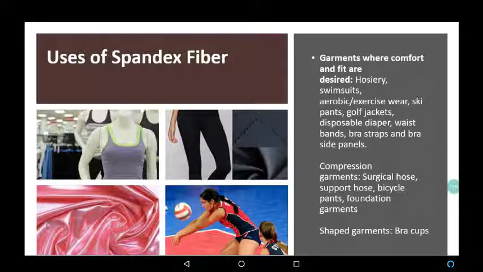Where is it used? It is used for garments where comfort and fit are desired, like hosiery, swimsuits, aerobic exercise wear, ski pants, golf jackets, disposable diapers, waist bands, bra straps and bra side panels. Also compression garments like surgical hose, support hose, bicycle pants, foundation garments and shaped garments like bra cups.